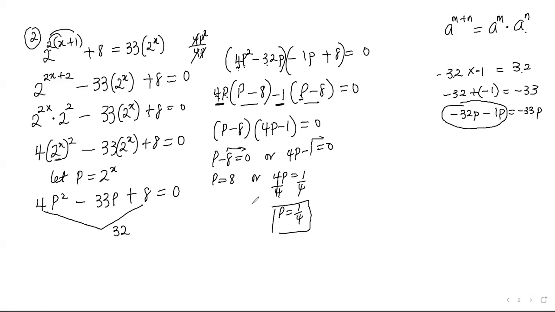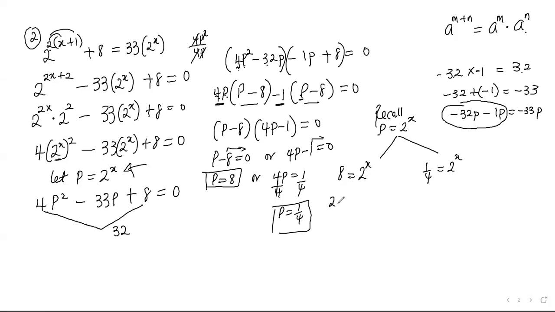We've got two values of p, right? So you now need to recall that we said something earlier. Remember these guys. You recall that p is equal to 2x. And we're going to solve it two different ways because we have two values of p. When p is 8, we have 8 equal to 2 to the x. And when p is 1 over 4, we have 1 over 4 equal to 2 to the x.